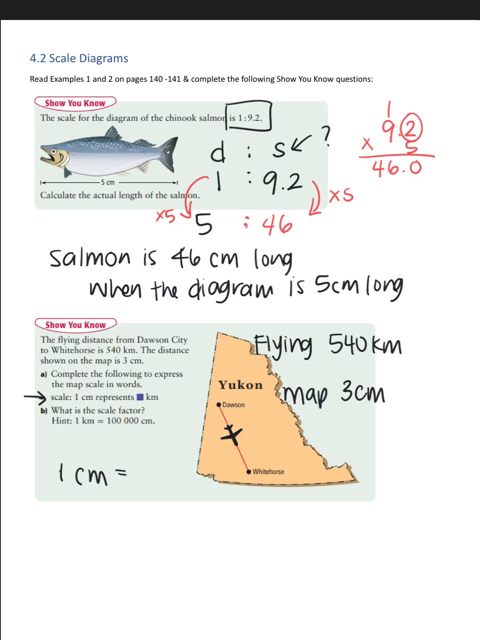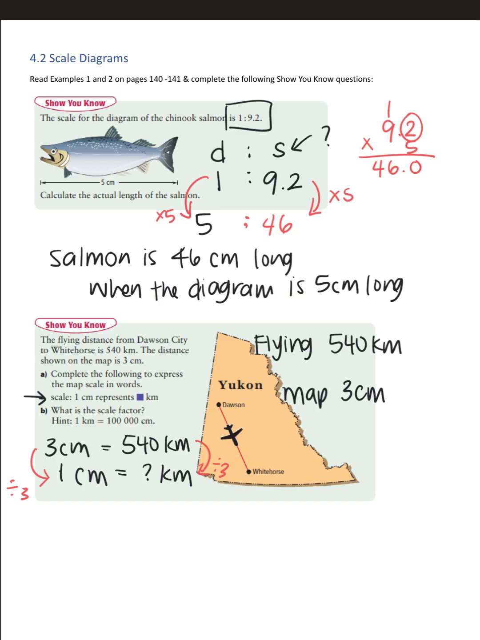equals unknown kilometers. And now I'm going to bring in the information I know. I know that I have 3 centimeters on the map, and I know that I have 540 kilometers in real life. From here, I'm going to start on the left-hand side because we have both pieces of information. So thinking about if I'm starting at 3 centimeters and I end at 1, we've divided that value by 3. So we're going to do the same thing on the right-hand side and divide by 3.